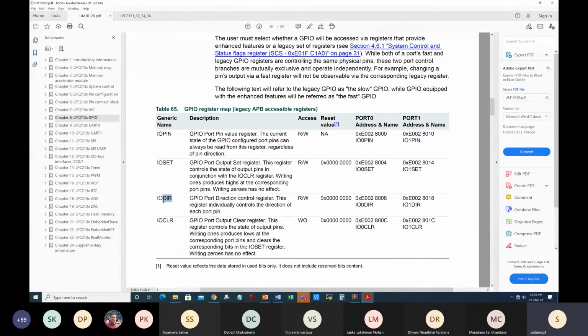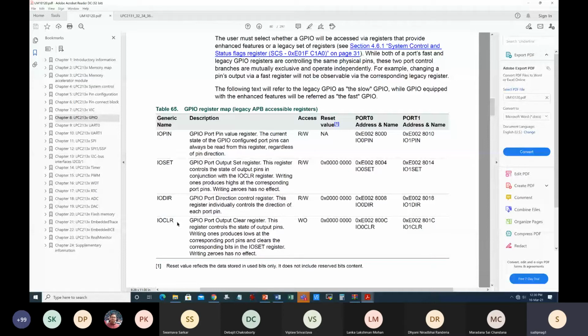After setting the direction, let's say I set the direction as output, then I want to set the output, or reset the output, like clear the output. Through this IO set, I can make the output 1, given I have already set the direction as output. Or after the output direction is configured, I can also reset the output by writing to the IO CLR, or clear, register.